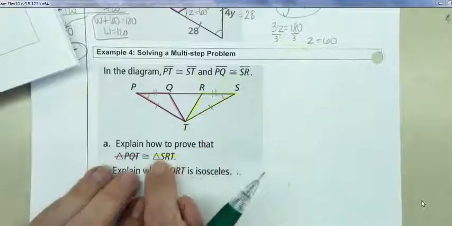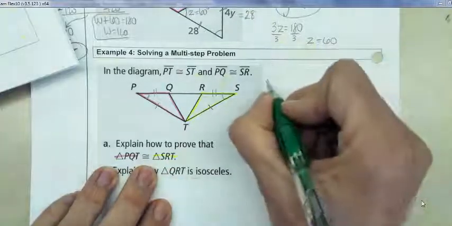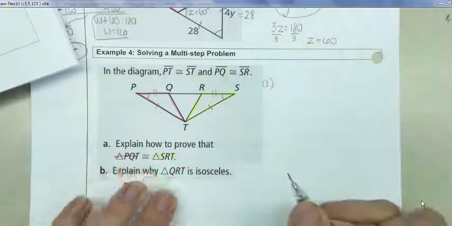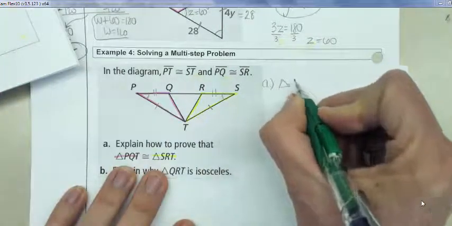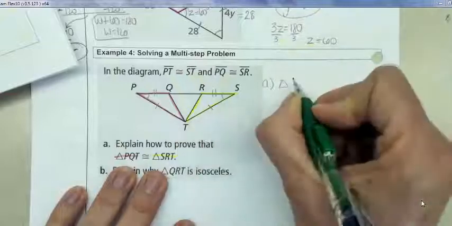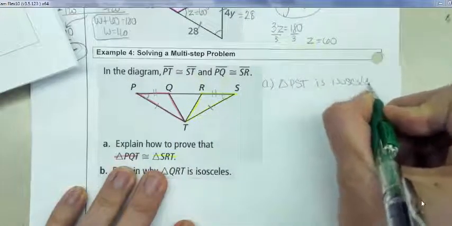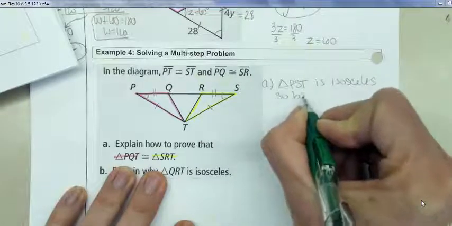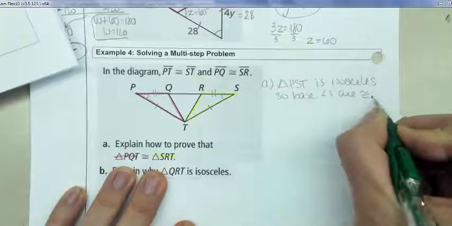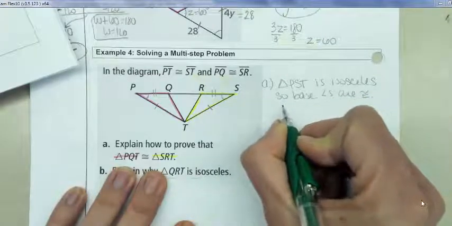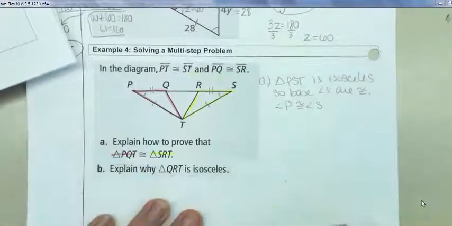Okay, so explain how to prove that triangle PQT is congruent to triangle SRT. I'm going to start with the fact that we know that triangle PST is isosceles. So base angles are congruent. And that makes, let's see, angle P congruent to angle S.